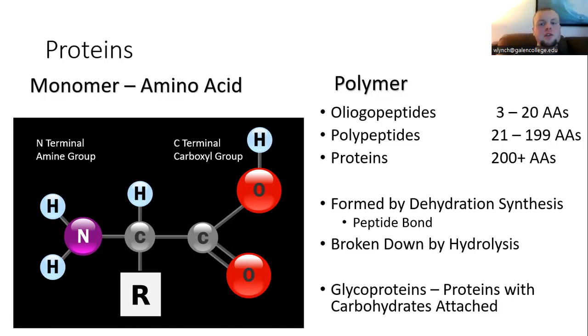To form polymers, we use dehydration synthesis, just like we used for the carbohydrates. They form peptide bonds between the amino acids. Similarly, to break it down, we use hydrolysis, just like breaking down the carbohydrates. We find glycoproteins on cell membranes. Glycoproteins are proteins that are attached to carbohydrates.